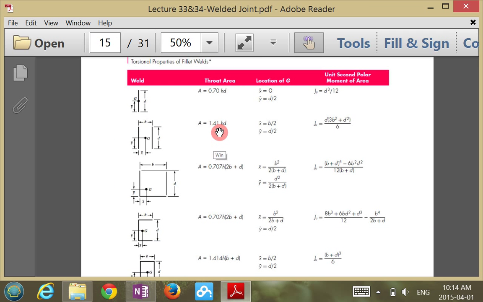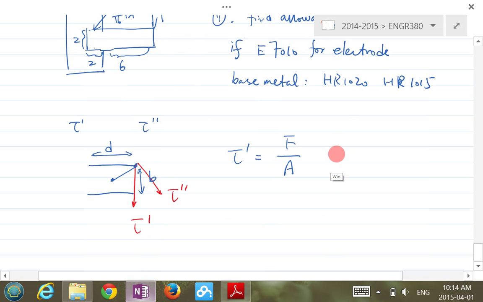So 1.414 H times D. So A equals 1.414 H times D. In this case, my D is 2 and B is also 2, right?